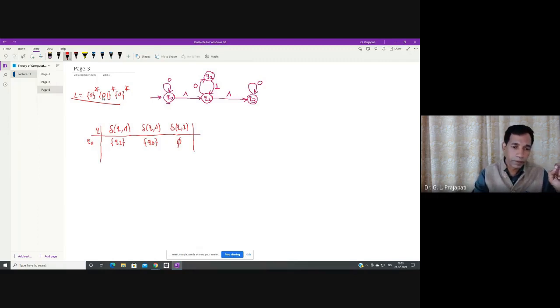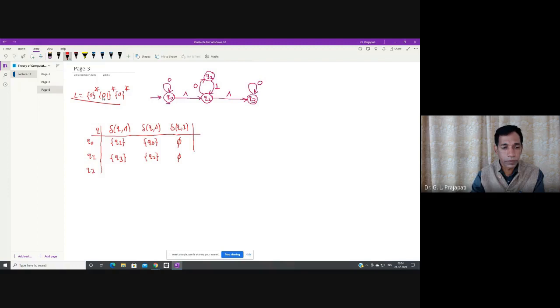Now see, if you are at the state Q1 and you have the null transition, yes, you have the null transition, and you are going to the state Q3. Whenever you are at Q1, your input is 0, so you are going to the state Q2. If you are at Q1 and the input is 1, you are not going anywhere, which means this is empty.